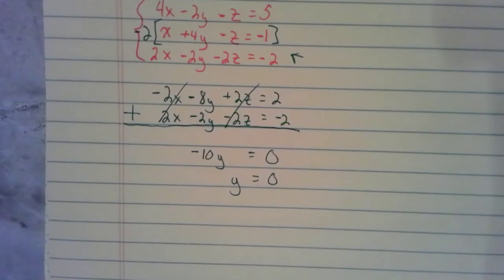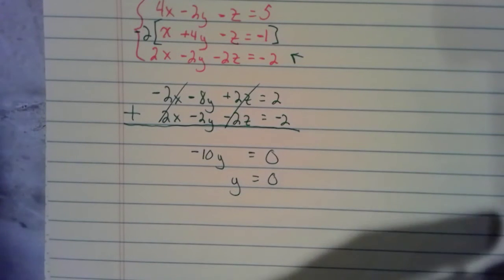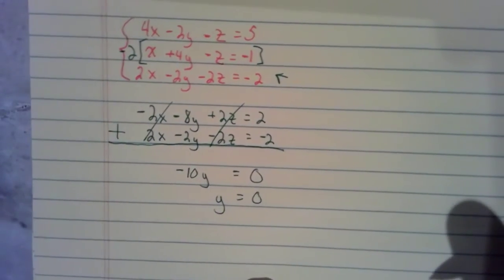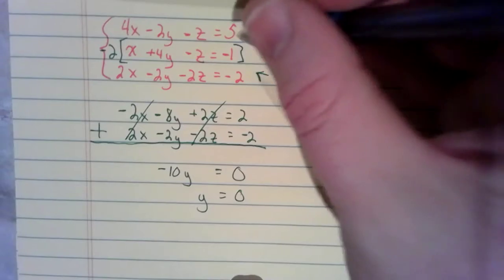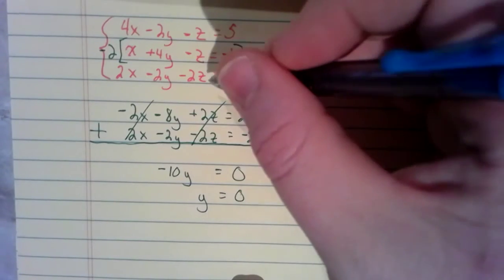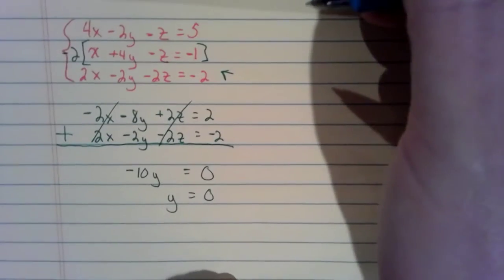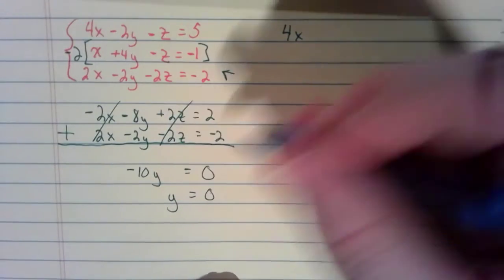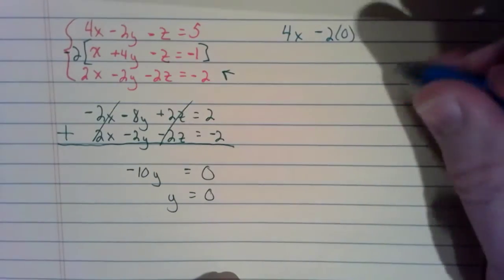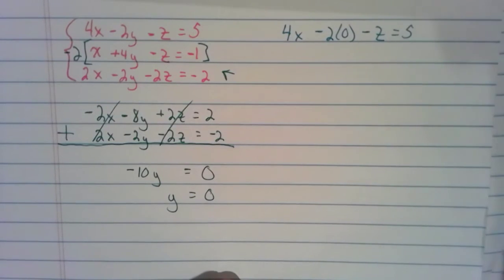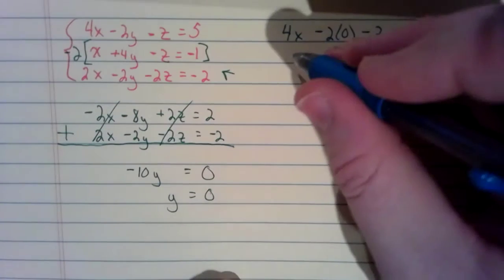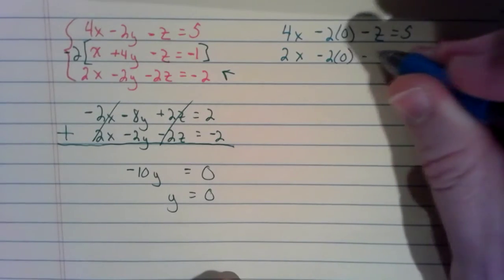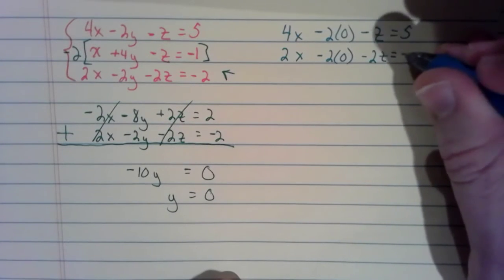Okay? Now I can go back up to my top equation, pick whichever one I want, and I can plug in y equals 0. Any two equations I want. So I'm going to go back up to my first two equations. Doesn't matter. It looks to me like maybe since I used these last two, maybe I'll go ahead and use the first one and the last one. That one looks pretty easy to work with, right? So my first equation, I've got 4x, negative 2 times 0, minus z equals 5. And my last equation, why not? I've got 2x minus 2 times 0 minus 2z equals negative 2.